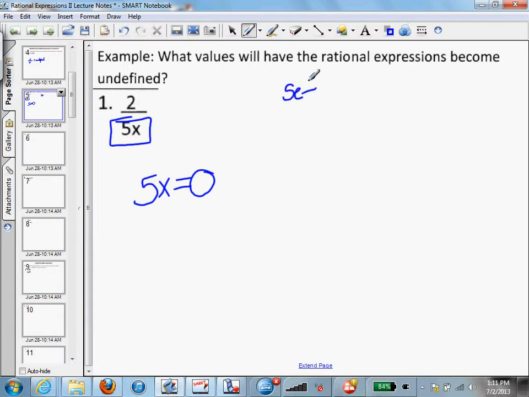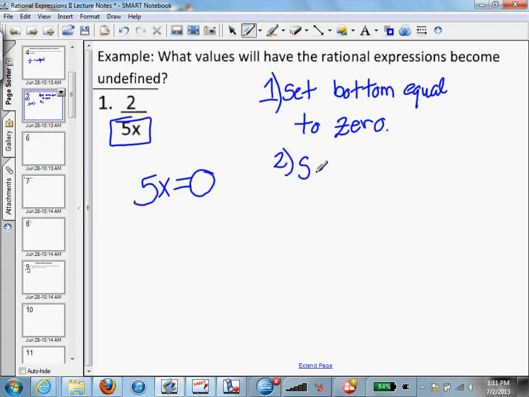So set the bottom equal to 0. That's our first step. And the second step is to just solve for the variable. So here, we've taken 5x, which was the denominator of 2 over 5x, and we've set it equal to 0, so we have step 1 complete.